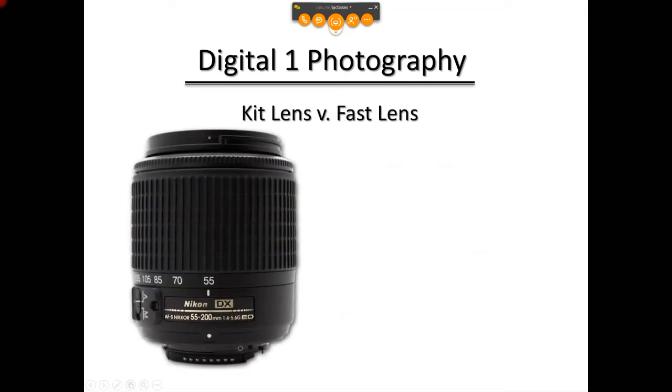Okay, so let's talk about kit lenses versus fast lenses, and I'm using the term fast lens, and you'll understand why in a minute. Basically a kit lens is usually what you get with your camera. When you purchase a camera, a lot of times they'll sell them in a kit, so you get the camera and maybe a lens or two. Now, the big difference between a kit lens and a fast lens is going to be quality.